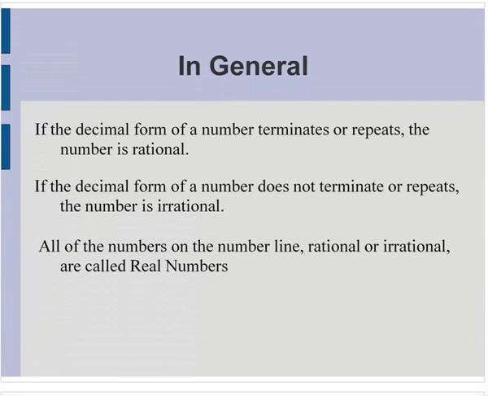So in general, if the decimal form of the number terminates or repeats, the number is rational. If the decimal form of a number does not terminate or repeat, the number is irrational. All of the numbers on the number line, rational or irrational, are called real numbers.